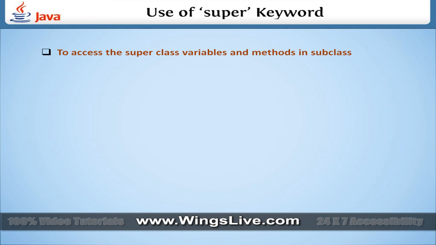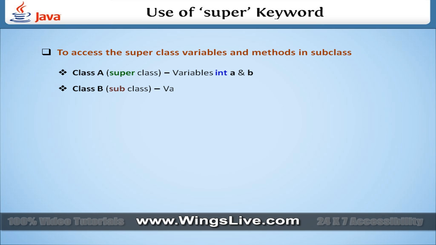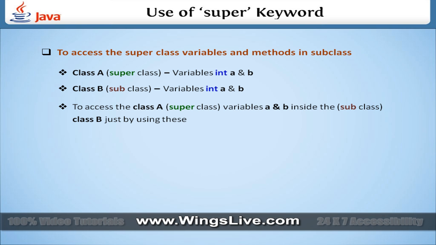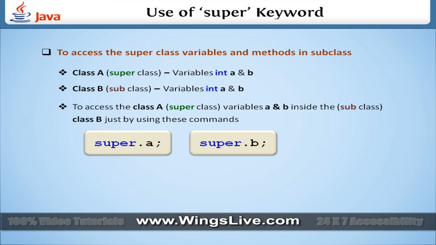The first one is to access superclass variables and methods in subclass. Class A is the superclass that has two integer variables, a and b. Class B is the subclass that also contains two integer variables, a and b. Then, we can access the class A, that is, superclass variables a and b, inside the subclass, class B, just by using these commands: super.a; super.b; Here, super is the keyword and a and b are variables.